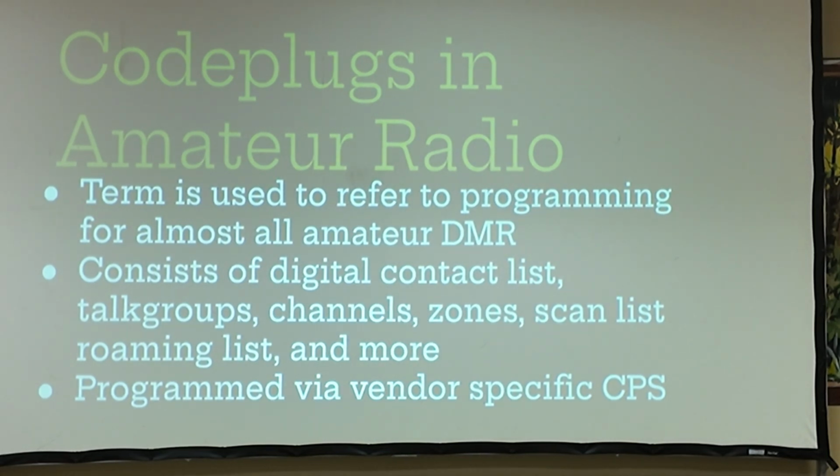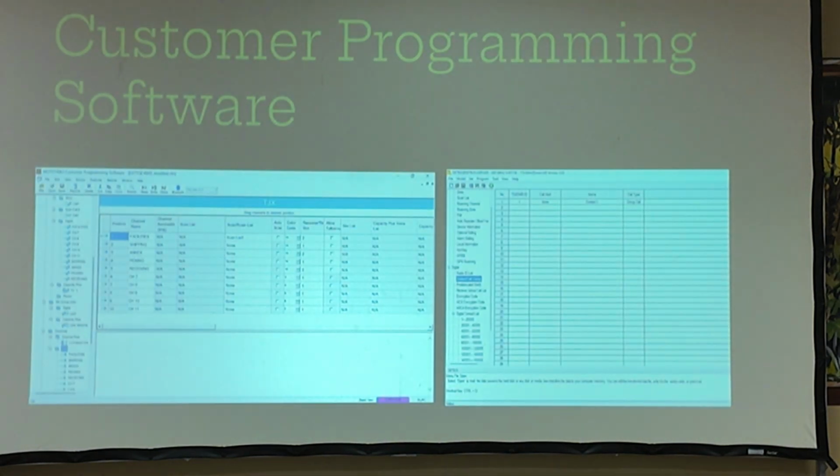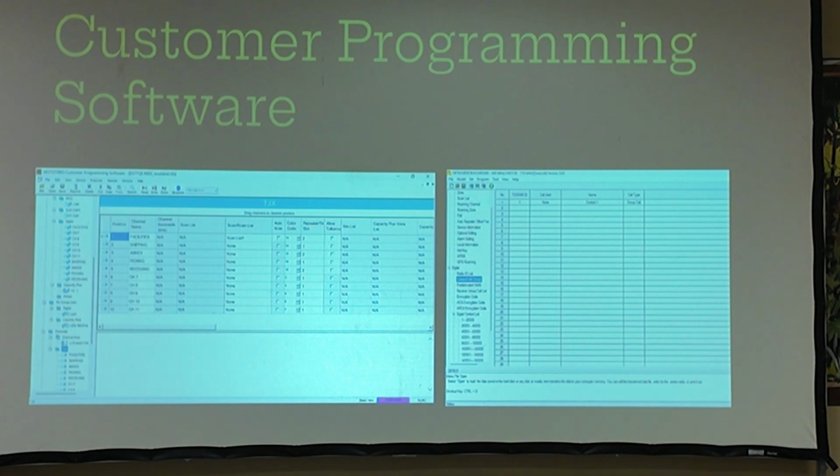In amateur radio, code plug almost always refers to DMR. It consists of a digital contact list, talk groups, and then channel zones, scan list, roaming list if you have roaming in your area, and then you program with a vendor-specific CPS. Your CPS is your customer programming software. So this is Motorola's.